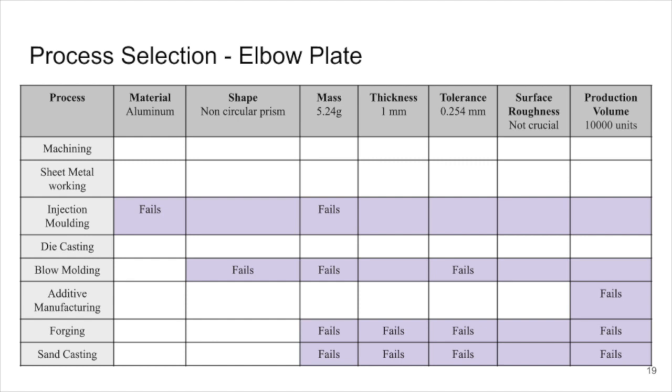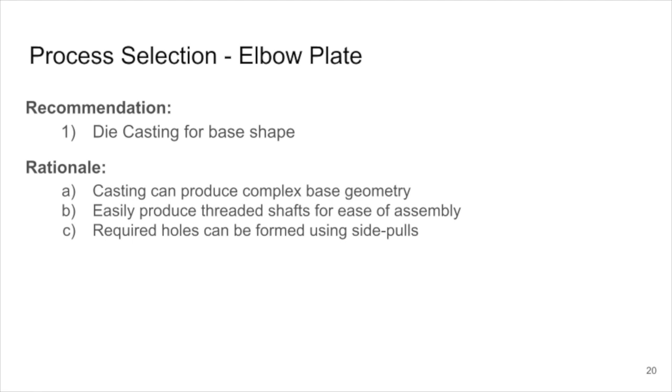This table shows the process selection. Machining, sheet metal working, and die casting were found to be suitable, and our final recommendation would be die casting for the base shape.